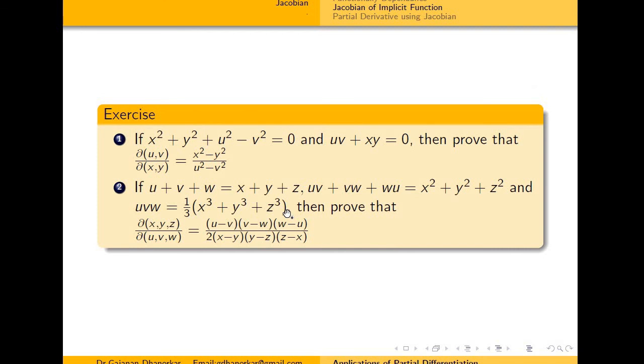Now some exercises are also there. We should go through these exercises and try to solve all of them.